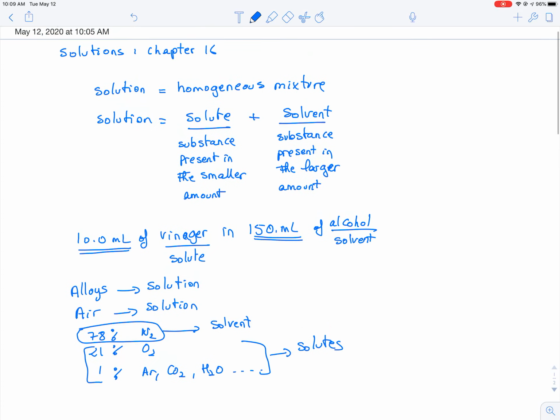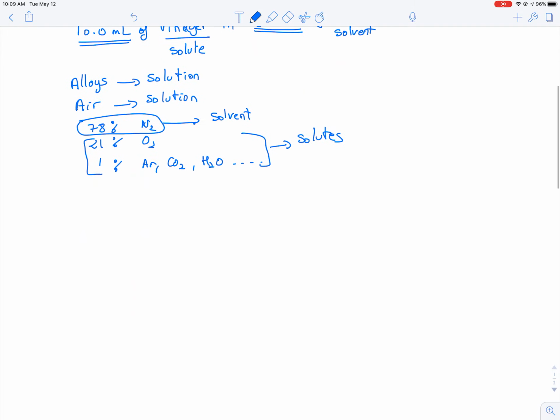So you cannot work with solutions unless you define what a solution is and make sure that you know that a solution is made up of a solute and a solvent, where the solvent is the substance present in the larger amount. You can also have a solid solute and a liquid solvent, like salt and water. You can put a little bit of salt in tons of water. Well, the solute is solid and the solvent is water, and you can dissolve the solute in the solvent. So that's also another option.